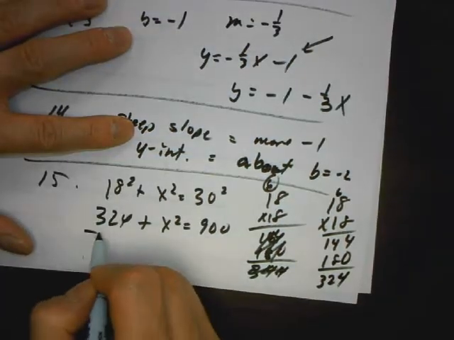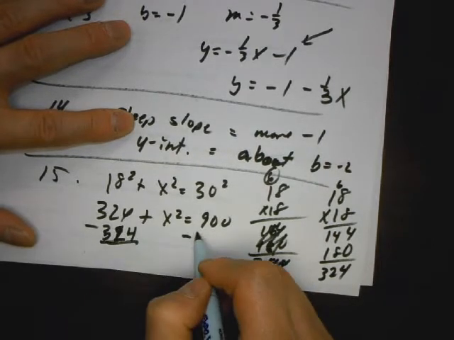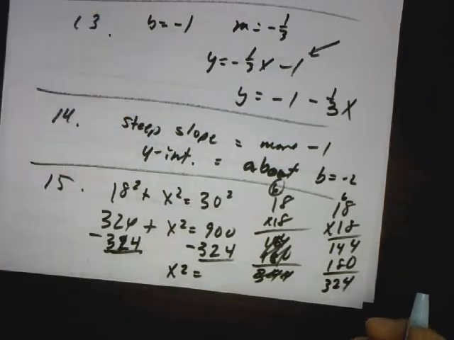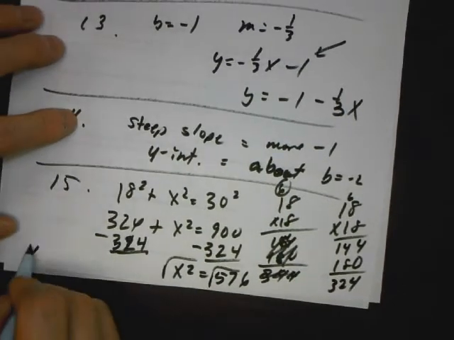All right, so 324. Subtract 324 from both sides. We got to isolate the variable. I got x squared equals... you subtract these two, you get the difference between those two, and you get 576. And then you got to make sure if that's a perfect square, you got to check.